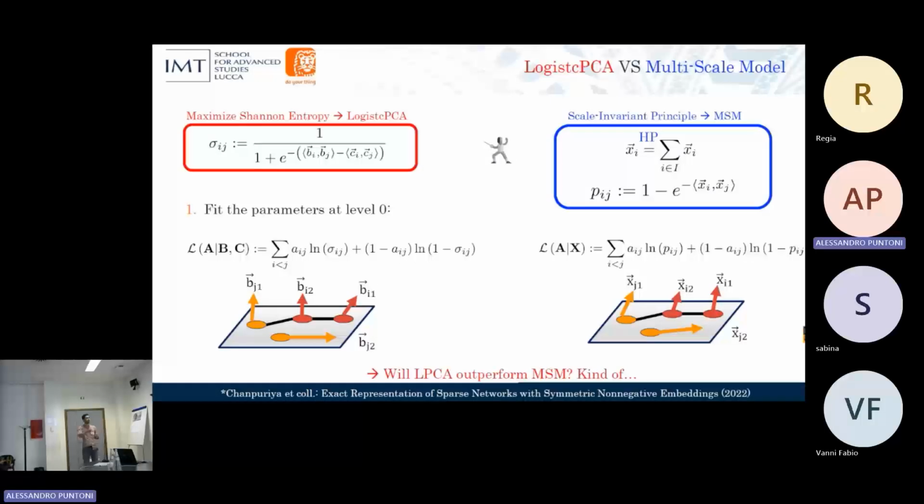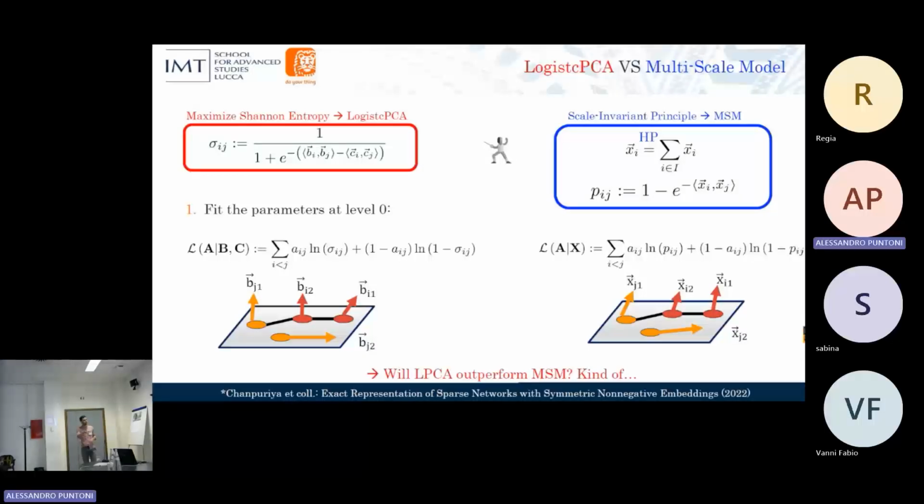So the logistic PCA is a model obtained by maximizing the Shannon entropy, while in contrast, our multi-scale model is driven by the enforcing of the scale invariant principle. So forgetting about the maximum Shannon entropy, this information principle, we want only to solve for the scale invariant principle. So we end up having this Pij, which is a kind of cumulative distribution for a Poisson process, and we had to specify that the community vector xi is the summation of the microscopic vectors that we have obtained at level 0.